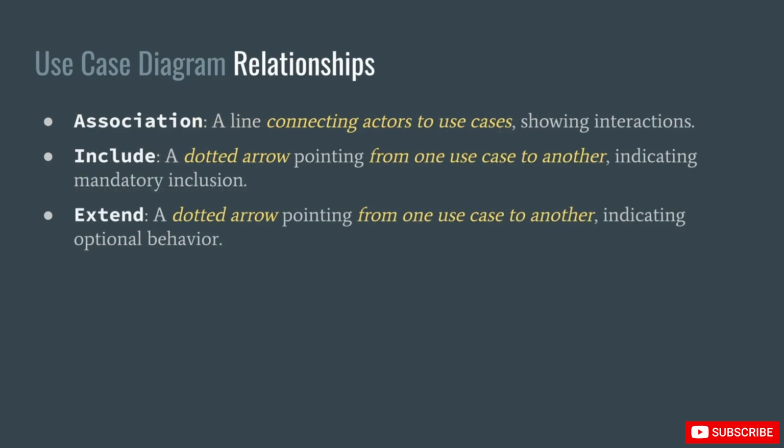Association is a line connecting actors to use cases, showing interactions. Include is a dotted arrow pointing from one use case to another, indicating mandatory inclusion. Extend is a dotted arrow pointing from one use case to another, indicating optional behavior.